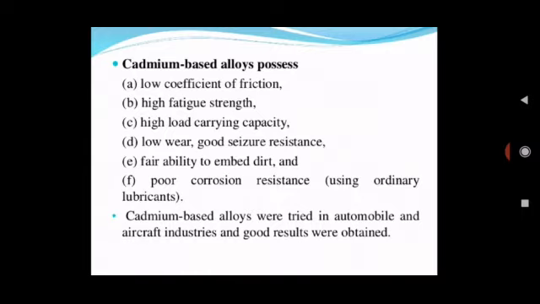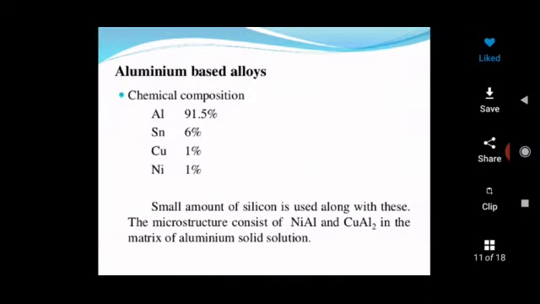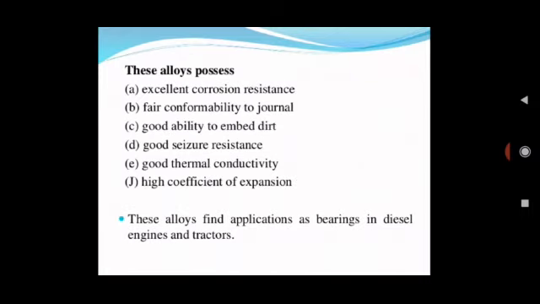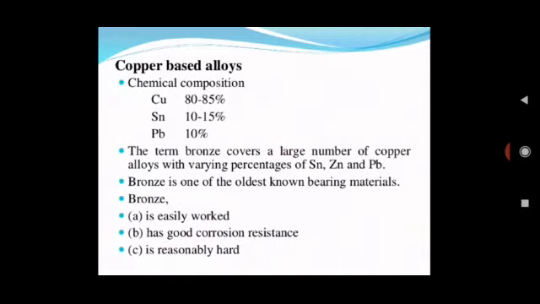it has poor corrosion resistance. Hence we use aluminum based alloys, because these aluminum based alloys have excellent corrosion resistance, and they are also conformal. They have good conformability, embeddability and compatibility too. They have a high coefficient of expansion, used in diesel engines and tractors. Then we have copper based alloys. The composition of copper based alloy is given here.